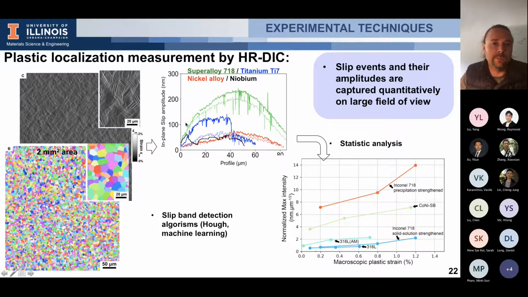So I give just an example for different materials. And you can extract the maximum intensity. You do that for thousands of slip bands, and you can calculate the average, for instance, and display this as a function of the microscopic plastic strain. It's what I do at the bottom. And you can see some materials develop slip bands with low intensity, and some other materials develop slip bands with a very high intensity.